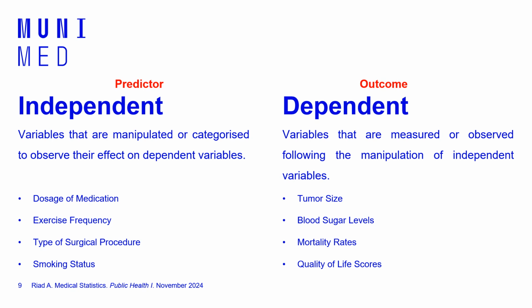So, for example, the tumor size or the stage of the cancer, the blood sugar level, this is a result from, let's say, smoking or physical sedentary, the mortality rates from some disease or some problem, the quality of life scores. These are all dependent variables or outcomes that will be based on the differences in the independent variables.